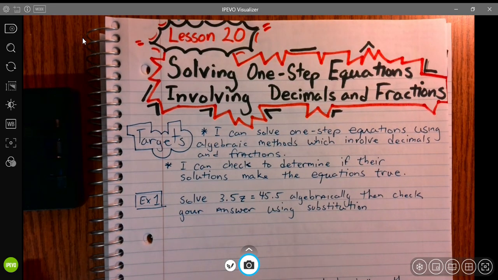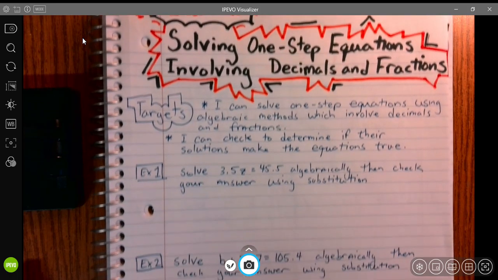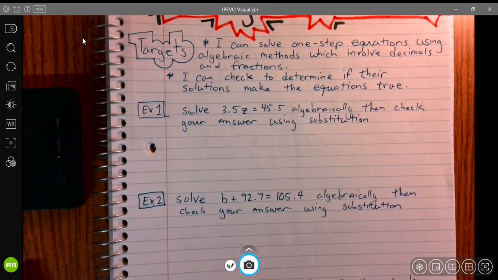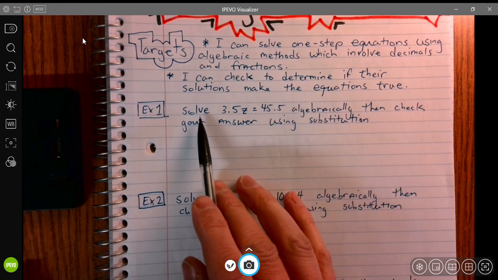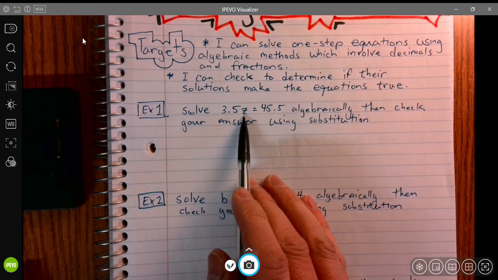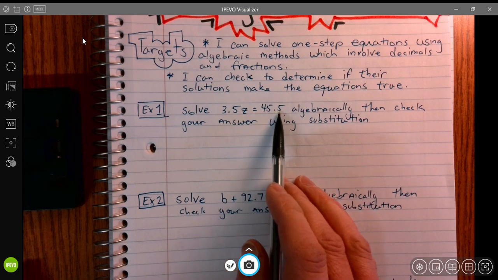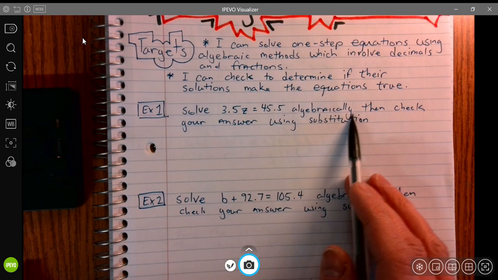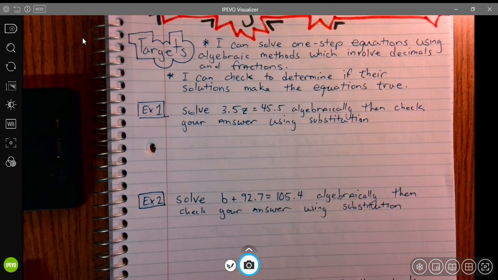Okay, so this is exactly what we've been doing the last few days. Only now we're going to be using numbers that have decimals and/or are fractions. Okay, so let's take a look at example 1. Solve 3.5z is equal to 45.5 algebraically, then check your answer using substitution.